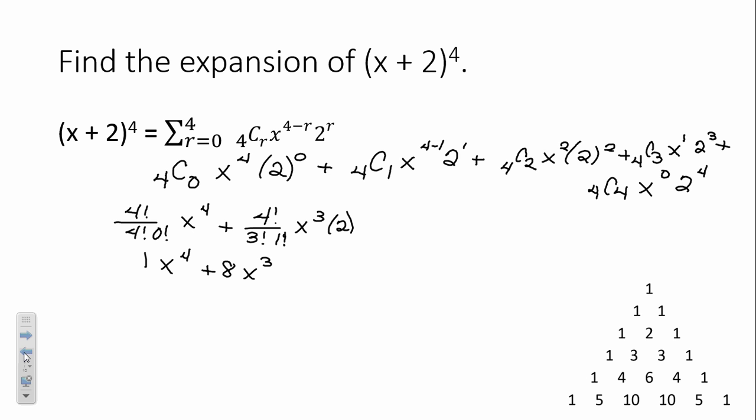Next one. 4c2 is 4 factorial over 4 minus 2, 2 factorial, times 2 factorial. X squared times 4. 4 factorial over 2 factorial is 4 times 3, and 4 times 3 over 2 is going to get us a 6. And 6 times 4 is 24.